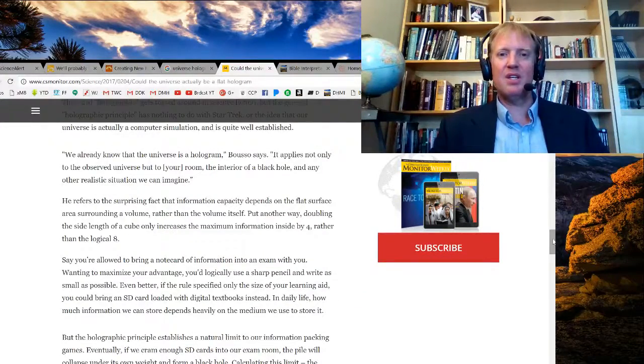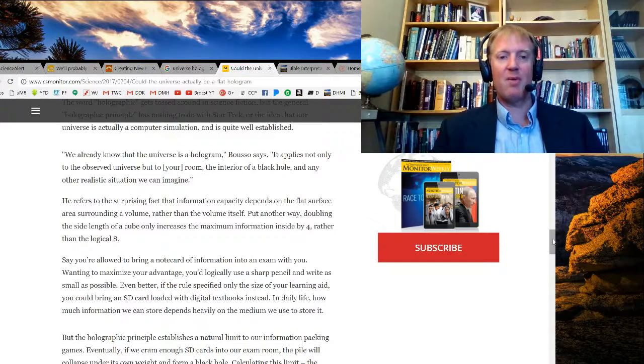So he says, put another way, doubling the side length of a cube only increases the maximum information inside by 4 rather than the logical 8. Say you're allowed to bring a note card of information into an exam with you. Wanting to maximize your advantage, you'd logically use a sharp pencil and write as small as possible. Even better, if the rule specified only the size of your learning aid, you could bring an SD card loaded with digital textbooks instead. In daily life, how much information we can store depends heavily on the medium we use to store it.